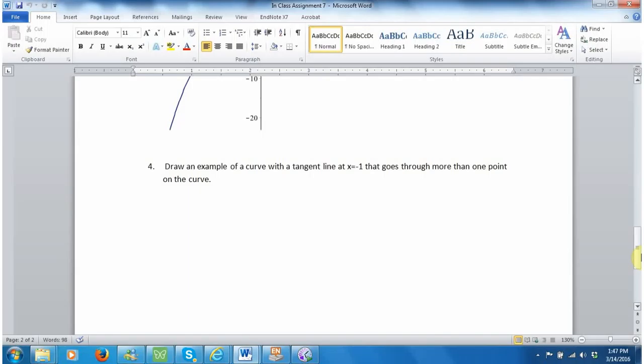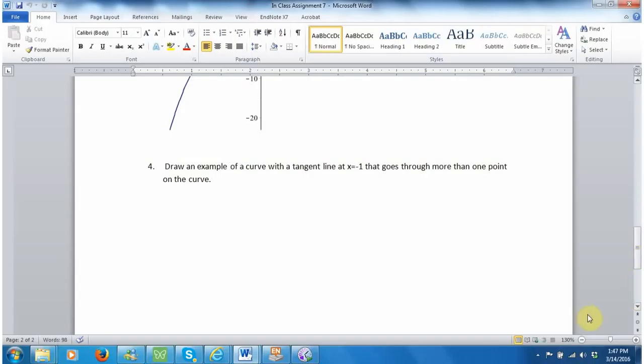So you learn so much. That professor taught me so much in that one independent study, sleeping or not sleeping, because I had to develop my own understanding. And so I'm asking you to do the same. Now make a curve that crosses at more than one point of the curve, but it's the tangent line at x equals minus 1. And that's what you're going to have to turn in as the in-class assignment for today.